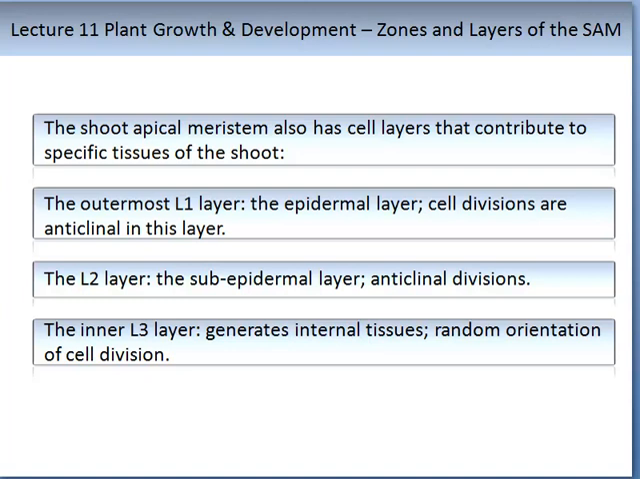And this layer produces the subepidermal layer of tissues, while the L3 layer is the innermost layer, and this generates internal tissues. But you will note that this L3 layer's cell division is quite different. Rather than anticlinal, it has random orientation of cell division. So you will note L1 and L2 layers have very structured division, while L3 has a very randomly orientated division, and this helps shape the form of this tissue.